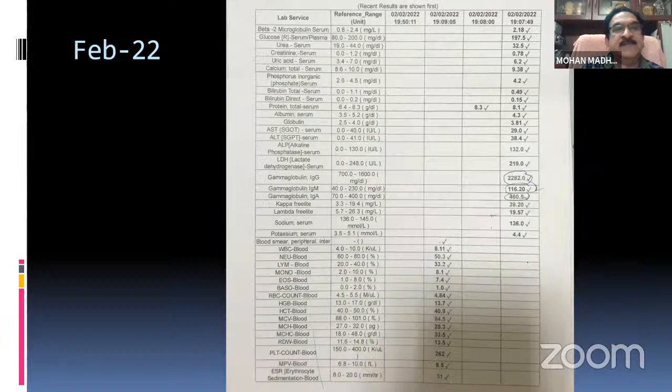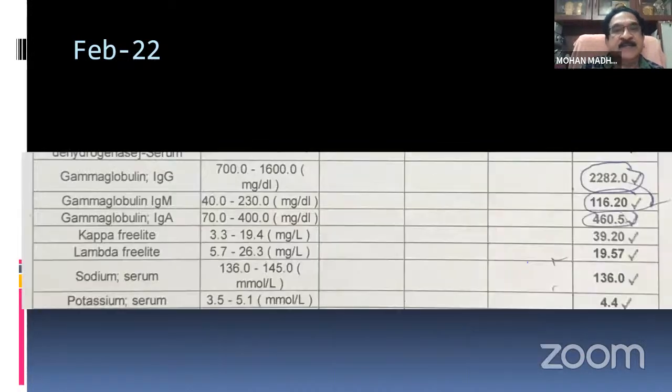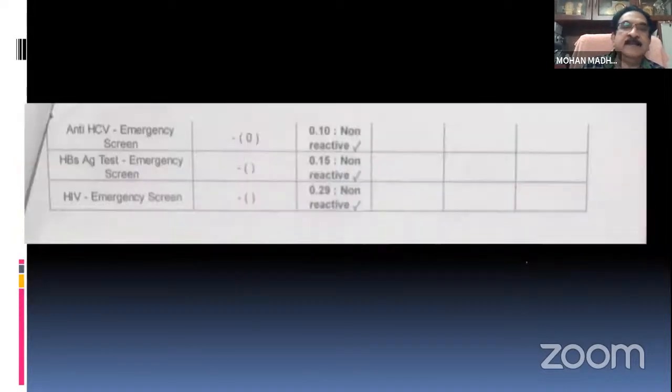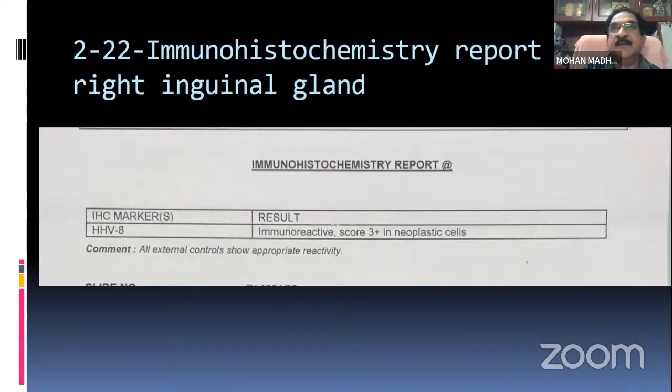Now, the investigation was done in February 22. At that time, his gamma globulin was elevated, IgG gamma globulin was elevated, IgM was normal, IgA was mildly elevated, and the light chain kappa was also elevated. Normal is up to 19, it was 39. The lambda fraction was negative, normal. And they did an IHC marker for human herpes virus 8, which was positive. The immunoreactive score was 3+ in the neoplastic cells.